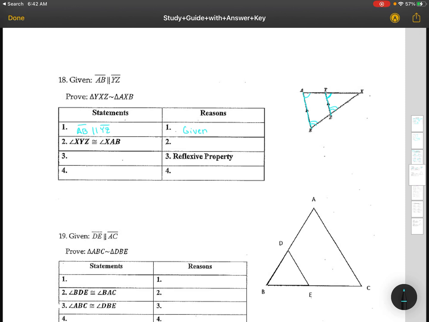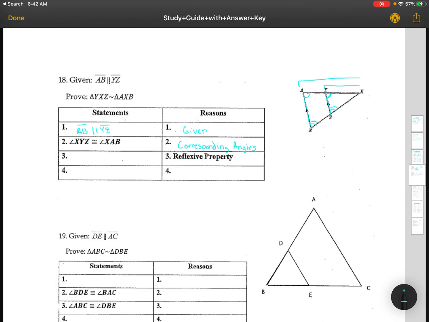So in our proof, the next statement we get is angle XYZ is congruent to angle XAB. So XYZ is this angle here, and XAB is that angle. And again, that reason is corresponding angles. And for 3, reflexive property.